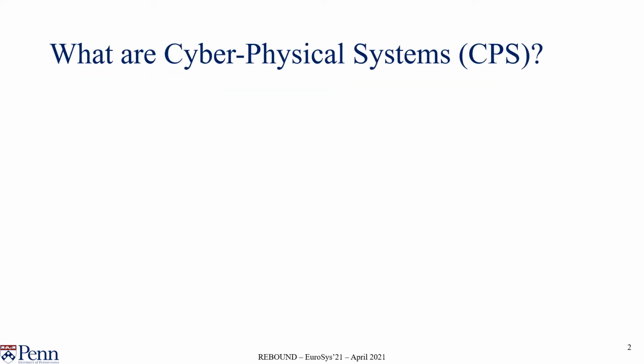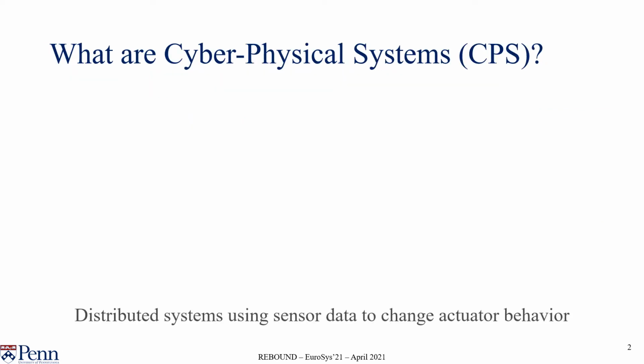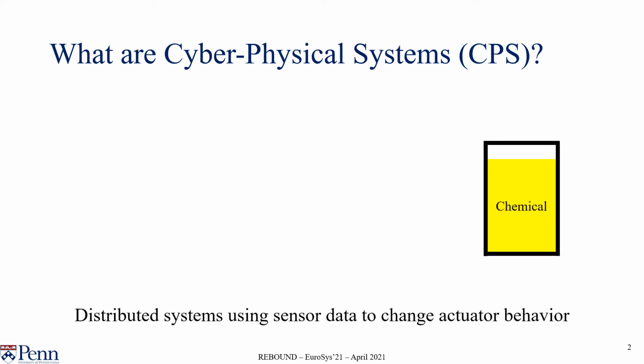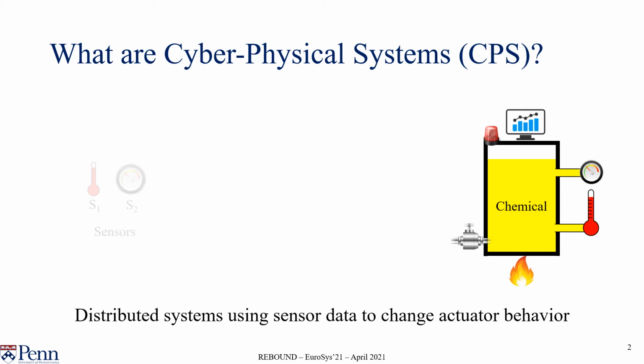In this work, we focus on cyber-physical systems, which are distributed systems that use data from a set of sensors to change the behavior of a set of actuators. As a quick example, let's take a look at this chemical vat. There's two sensors attached to it, a temperature gauge and a pressure gauge, and there's a couple of actuators that act on it. A burner, which can add heat, a pressure valve through which chemical can flow in or out, an emergency alarm indicator, and a live stream data monitor.